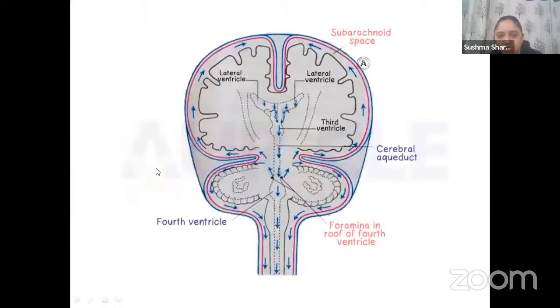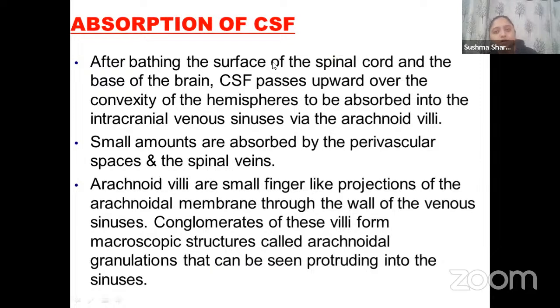What is essentially happening is it is completely covering the brain. It's giving a cushioning effect to the brain. You can see clearly here the brain is getting surrounded by this in all areas, right? After bathing the surface of the spinal cord and the base of the brain, CSF passes upwards over the convexity of the hemispheres to be absorbed into the intracranial venous sinuses via the arachnoid villi, correct? Small amounts, of course, get absorbed in other spaces like the perivascular space and the spinal veins, but arachnoid villi in itself is a 3-marker question, guys, which can come in your exam.